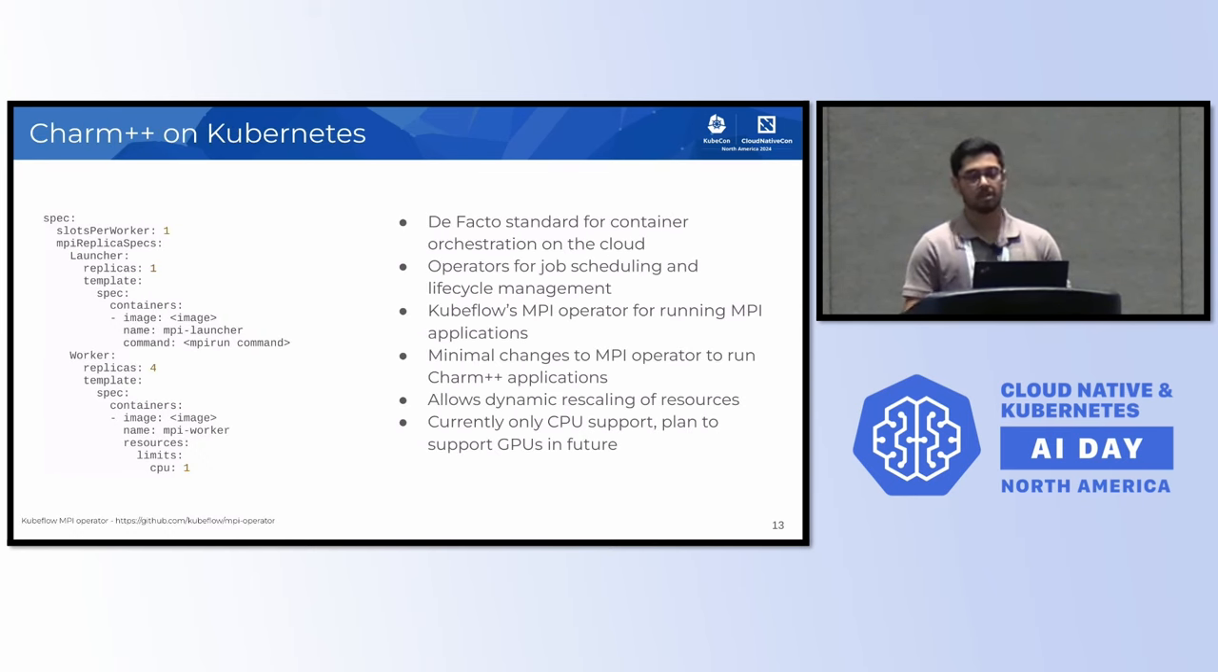Now, why are we trying to run Champ++ on Kubernetes? Kubernetes has become a de facto standard for container orchestration on the cloud over the last few years. And it provides operators for job scheduling and lifecycle management. In particular, for this project, we have used Kubeflow's MPI operator quite extensively. MPI operator is used for running MPI applications, and we found that minimal changes to the MPI operator were required to be able to run Champ++ applications as well.